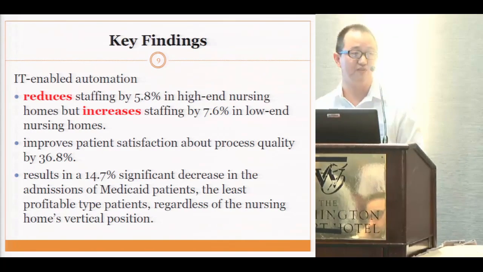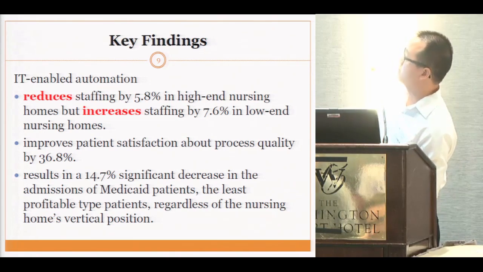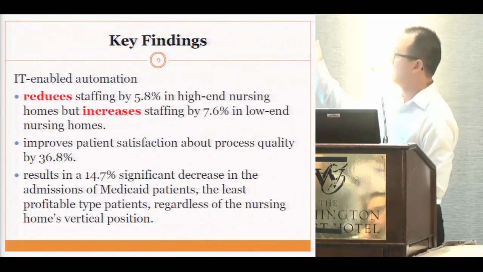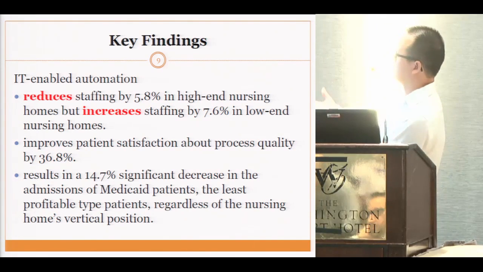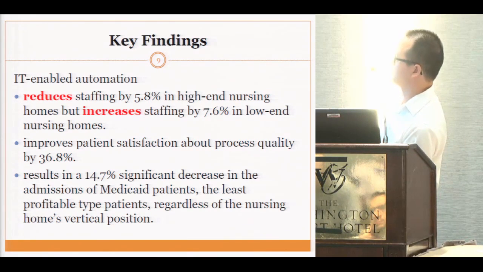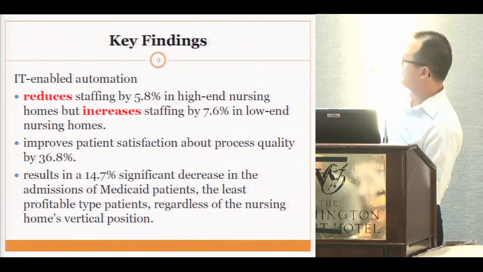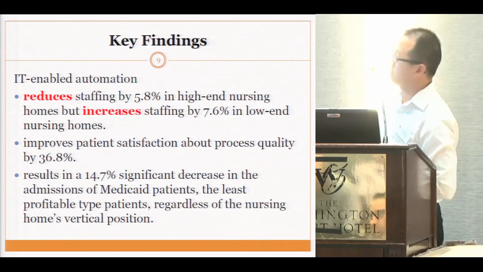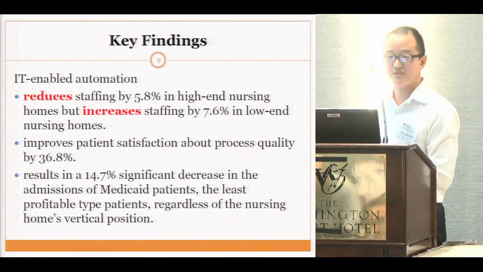And here's a quick overview of what we find. So we find that IT-enabled automation will actually reduce staffing by about 5.8% in high-end nursing homes. By high-end, I mean nursing homes that enjoy relatively premium brand name or that are higher up in the vertical, with higher vertical position in the whole industry. But it will increase the staffing by almost 8% in low-end nursing homes. So the message from the first finding is that the implication of automation enabled by IT is complicated. It's not necessarily a substitution theory.